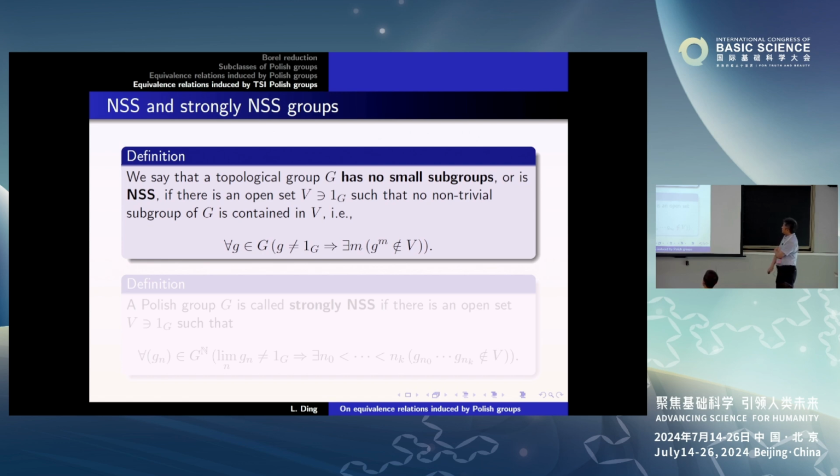Now we consider some complicated groups like R. We need another notion, the so-called no small subgroup. We say a topological group has no small subgroup, or is NSS, if there is an open neighborhood V of identity such that no non-trivial subgroup of G is contained in V. This means that for any g, if g is not identity, then there is an m such that g to the m is not in V.